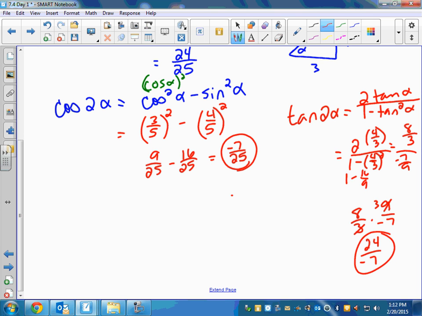Oh yeah, look at that. Tangent of 2 alpha equals sine of 2 alpha over cosine of 2 alpha? Would that work? So he had 24 over 25ths and negative 7 over 25ths. Yeah, that would work. There we go.